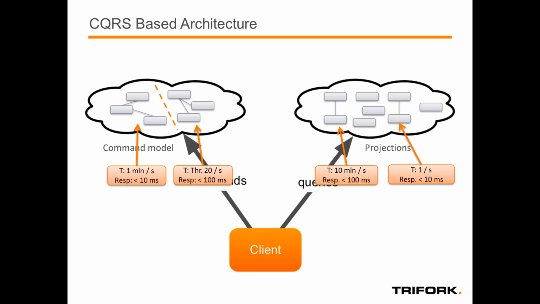So now that we have split up our command model and query model into different parts, we can also think of the non-functional requirements and how to deal with those differently for each of the parts of the model. So basically, if you have a requirement that you should be able to handle 1 million transactions per second with a response time of less than 10 milliseconds, it will require a whole different modeling exercise than the model that only has 20 transactions per second with a response time of about 100 milliseconds. And the same is, of course, valid for queries.